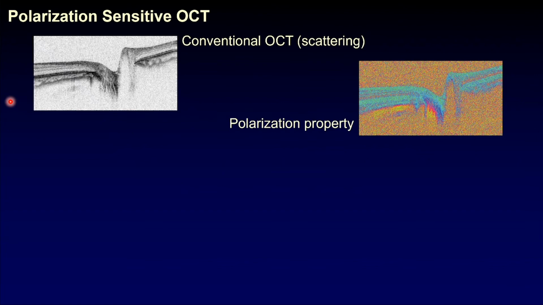Technically, there are several other parameters associated with the polarization of the tissue. But anyway, we can obtain the polarization properties, it's plural, of the tissues, okay?